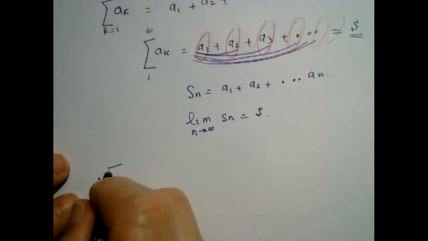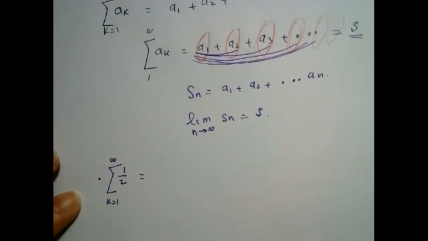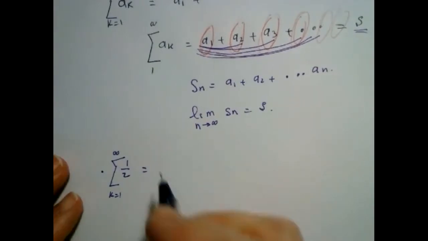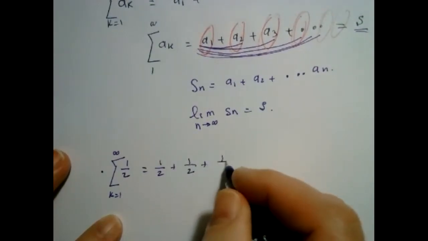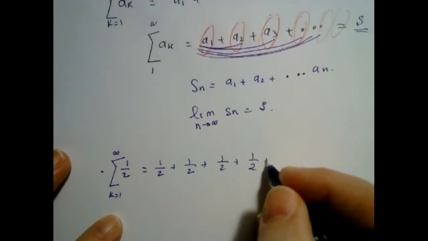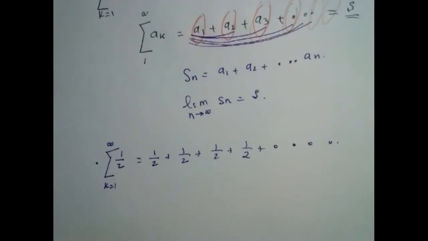Suppose I take the following series: sigma 1/2, k equal 1 to infinity. What does this series mean? Sigma 1/2 means every term is a half, plus a half, plus a half, plus a half, plus etc. Now, does this series converge or diverge? Quickly. Doesn't it diverge? Because it's just going up to infinity.